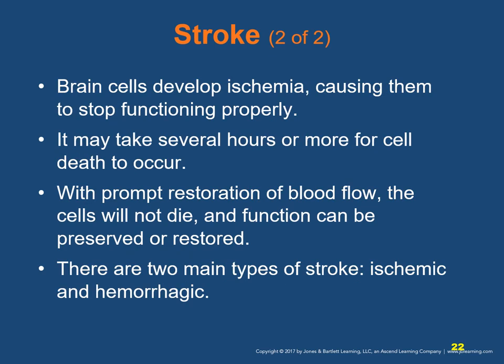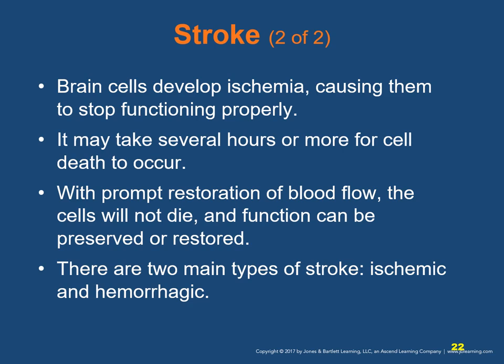Brain cells develop ischemia, which is the reduction in blood supply that eventually results in inadequate oxygen being supplied to the cells, causing those cells to stop functioning properly. It may take several hours or days for cell death to occur because there may be small trickles of blood keeping the ischemic cells alive. With prompt restoration of blood flow, the cells will not die and function can be preserved or restored.